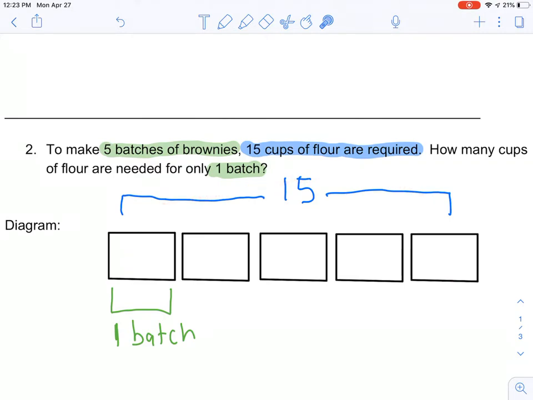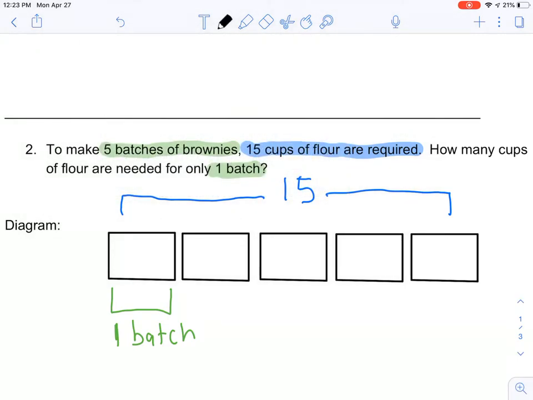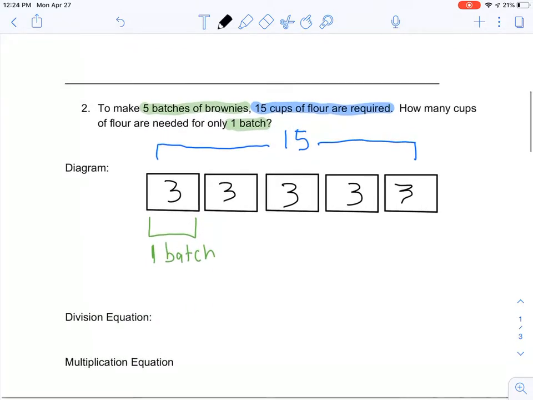Okay, so let's try some numbers out. What if we first try out 2 in each batch? 2, 4, 6, 8. It's not going to be enough. That only gets us 10, and we need to get to 15. Well, let's try another number. We know it's bigger than 2, so let's try 3. 3, 6, 9, 12, 15. Excellent. So we understand that 3 are needed for each batch. 3 cups of flour are needed for each batch in order to make 5 total batches of brownies.